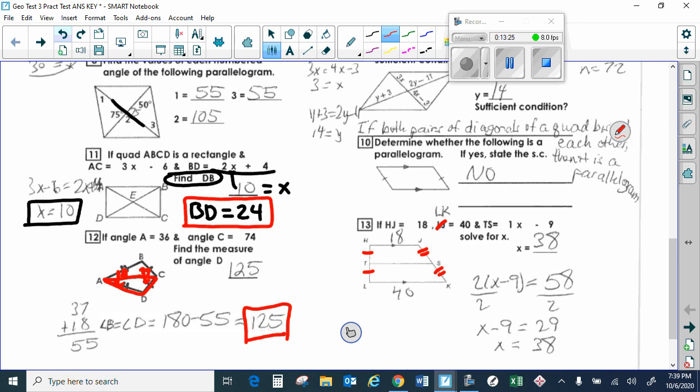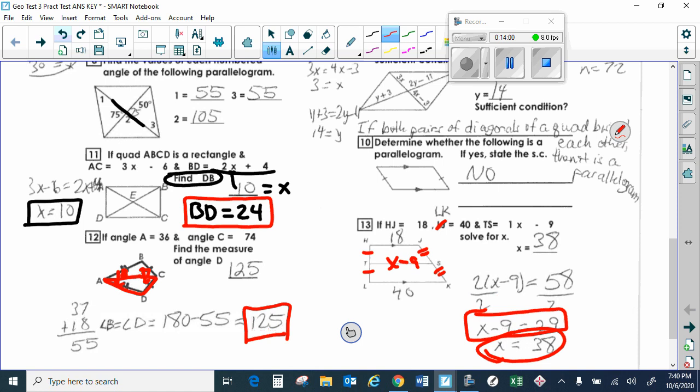Okay, remember the mid segment is half of the sum of the 2 bases. So 18 plus 40. TS is x minus 9. Okay. So I could just do 18 plus 40 is 58 divided by 2 is 29. Okay. So then I know that 29 has to equal the mid segment of x minus 9. Add the 9 across, you get x equals 38. So there's my final answer.